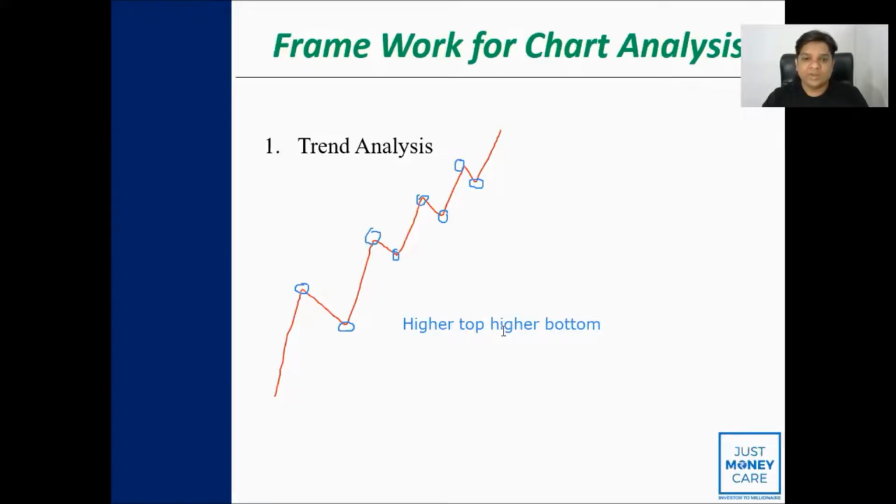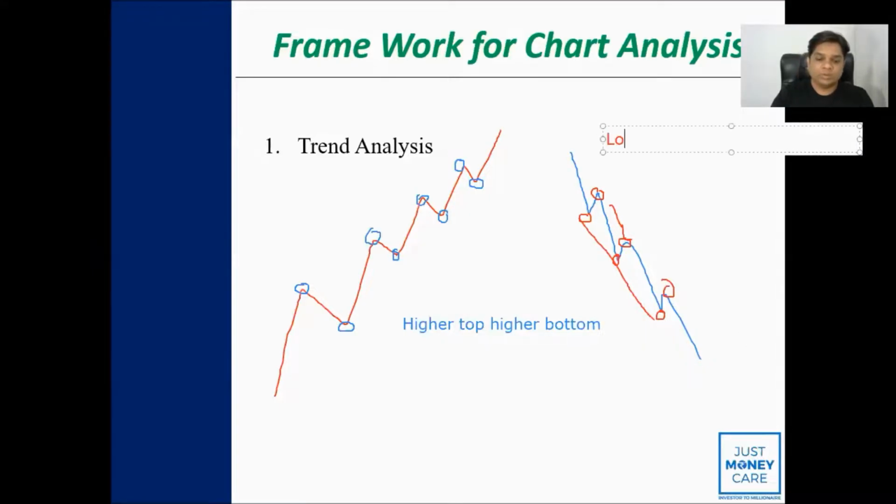Before that, we need to understand the downtrend definition, which is like this: the stock price is going down, making a lower top, lower bottom formation. This is your top, another top which is lower compared to this one, another top which is also lower. In the same way, this is your bottom, this is your bottom, and this is your bottom. All the bottoms are lower. So the definition of a downtrend is very simple: lower top, lower bottom.